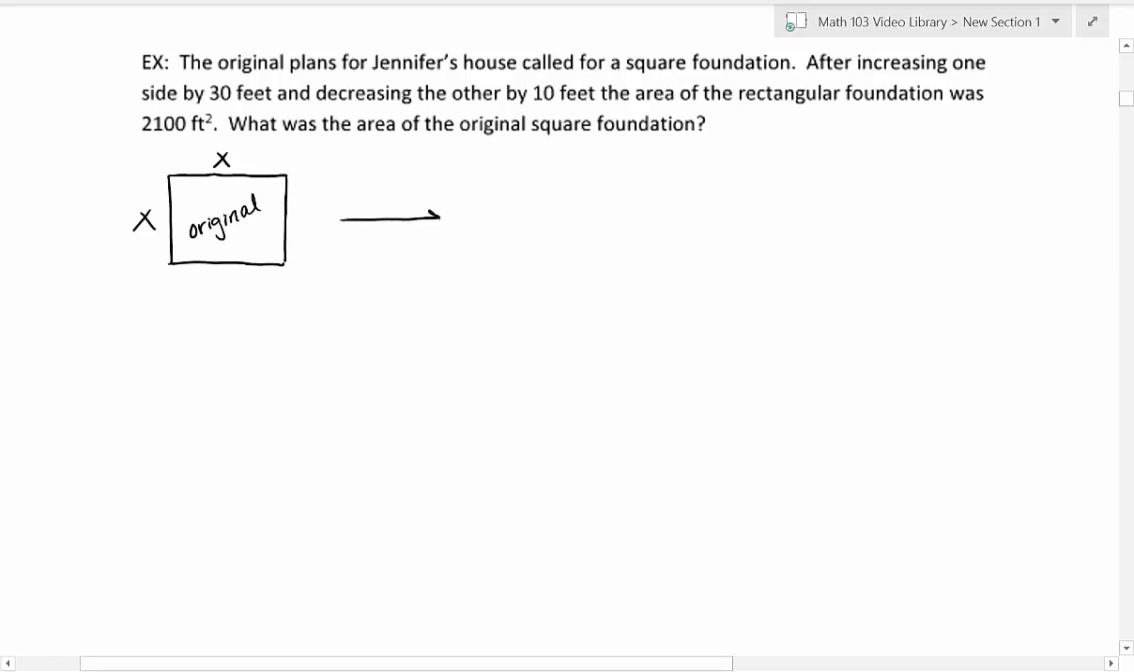Now Jennifer changed her mind. She changed the foundation of her house to a rectangle. And she did so by increasing one side by 30 and decreasing the other side by 10. Since our original sides were x, when we increase one side by 30, that side becomes x plus 30. And decreasing the other side by 10, well, we started with x, and now we're going to decrease it by 10. That other side becomes x minus 10.